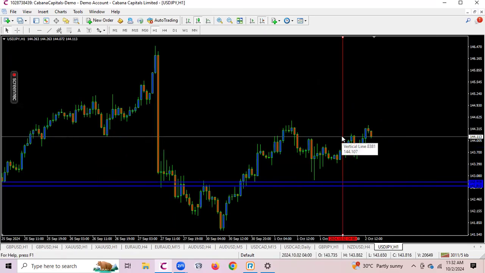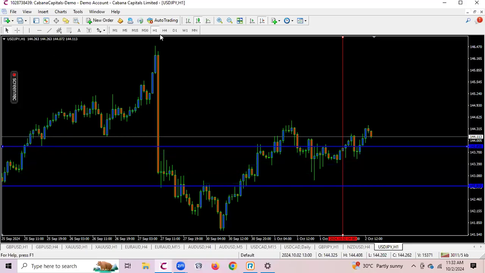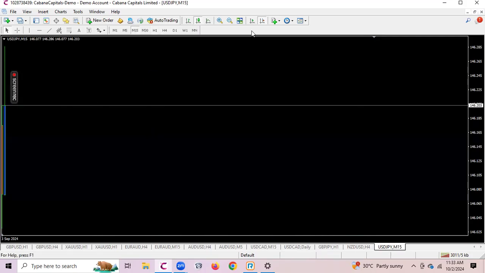What do we have here? So I think we have a tiny fair value gap here on 1 hour. Very small fair value gap here on 1 hour. So let's go down to 15 minutes. We'll see it clearly on 15 minutes time frame.